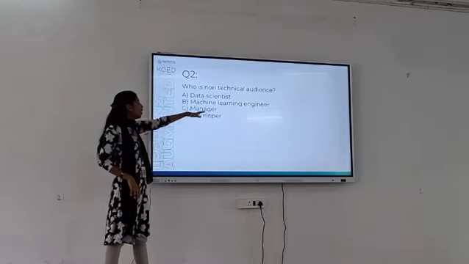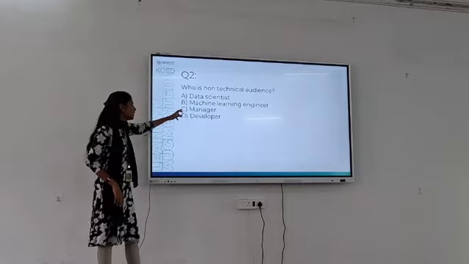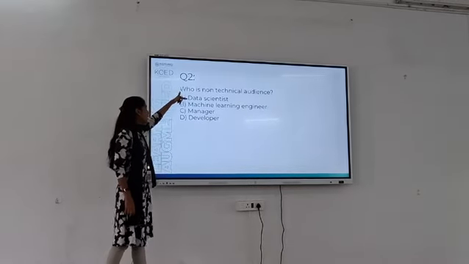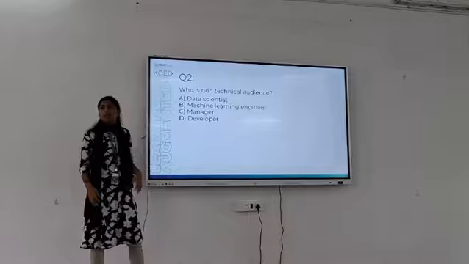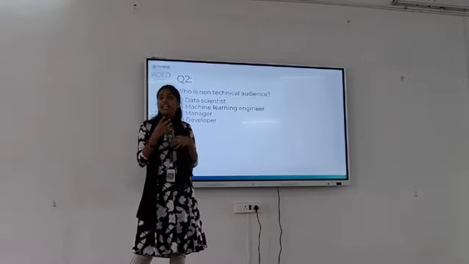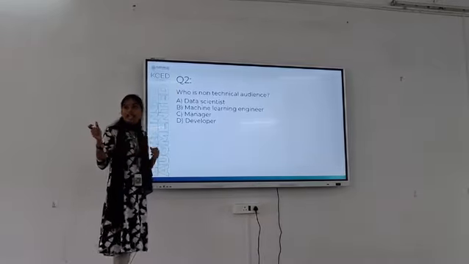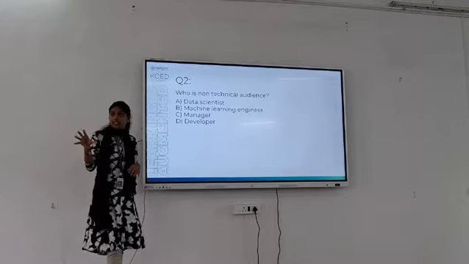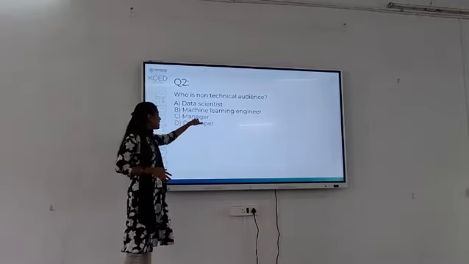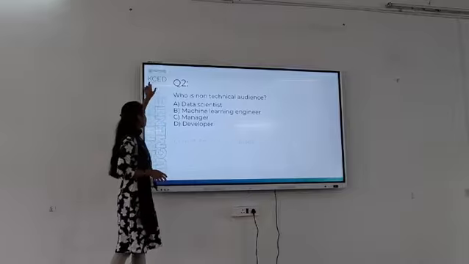Then here, who is the non-technical audience? Data scientist, machine learning engineer, manager and developers. The data scientist, machine learning engineer and developers can understand if we communicate in technical terms like accuracy values or random forest values. If we communicate those values to managers, they can't understand. So the manager is the non-technical audience here.